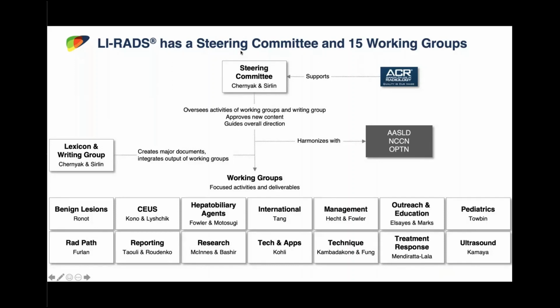Now, LI-RADS has a steering committee, and the steering committee oversees 15 different working groups. Each working group focuses on different things. So, for example, this working group focuses on the lexicon and the manual.